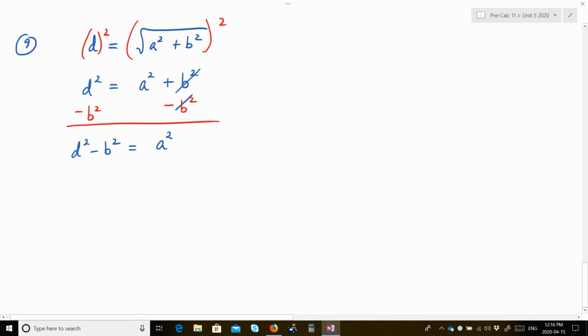Okay, and then of course, to get A by itself, we would square root and square root. And when you solve equations by the square root method, we have to keep in mind that it could be plus or minus that answer. We get the square root of D squared minus B squared is equal to the square root of A squared, which is just A.